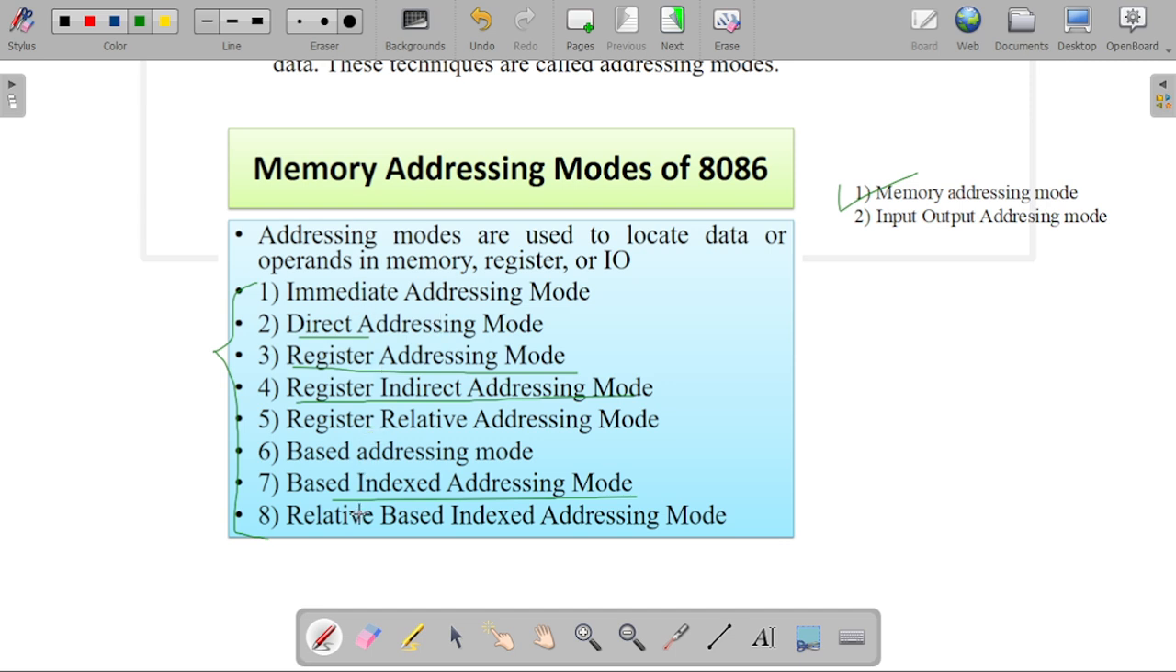So these are the different types of memory addressing modes used for storing the data, or storing the source operand and destination operand in our memory register. In the next lecture, we will see all these types in a detailed manner.